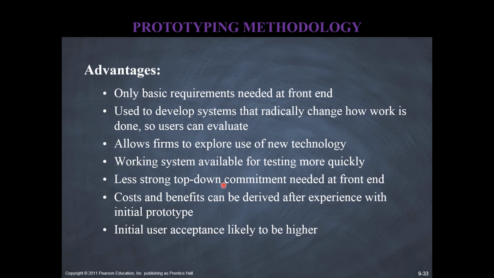Less strong top-down commitment is needed at the front end, meaning users are active participants. They give you active feedback at all stages. Costs and benefits can be better approximated after experience with the initial prototype, and initial user acceptance is likely to be higher because, again, user input is used at every iteration to produce new prototypes. So they're given plenty of opportunities to provide feedback.